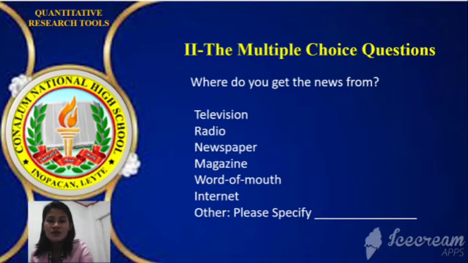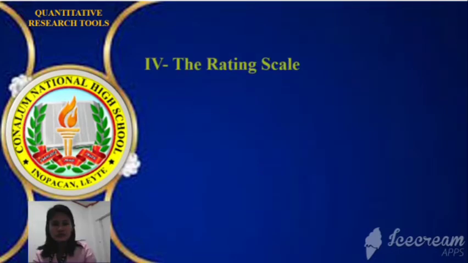Like, for example, where do you get the news from? It could either be television, radio, newspaper, magazine, word of mouth, internet. If not in the options, then you can specify. So that is a multiple choice question. Like for example, where did you hear the story about me? You can name your classmates, like Raymond, Madel, Riam Madel, Chavi, but if not in the mention, you can write other, please specify. Okay, and it's Sheila. So that is a multiple choice question.